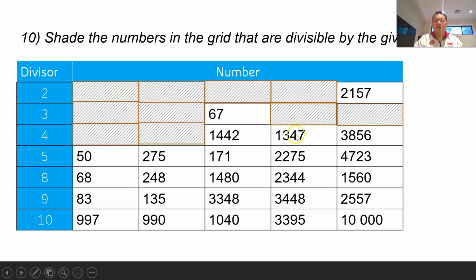What about 1347? I would not even consider it because it's an odd number. How about this one? You look at the last 2 digits, 56. 56 is divisible by 4, so 3856 is divisible by 4. Moving on to 5. Yes, 50 is divisible.